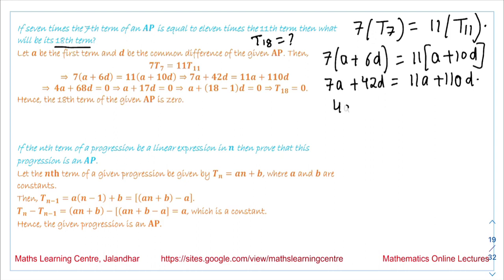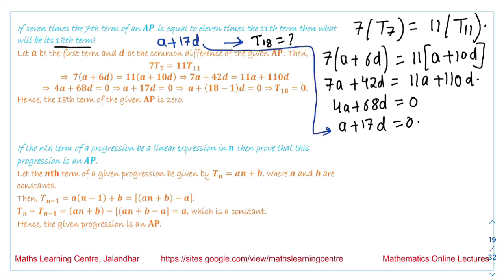It means 4A plus 68D is equal to 0. This is A plus 17D is equal to 0. Now what we want to calculate is the 18th term, that is A plus 17D. And from here what we get is that this value is 0. So we are saying that the 18th term of this AP is 0.